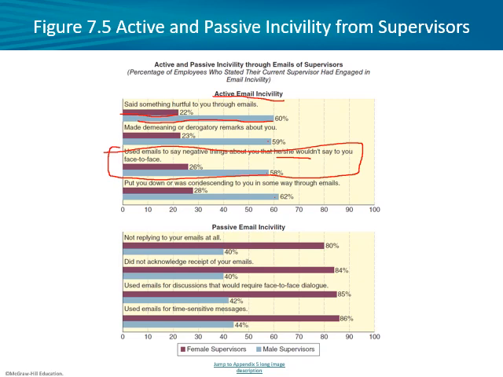So that's the male supervisors. The female supervisors, though, are a lot more likely to engage in what they call passive email incivility. And what does that look like? They're just not replying at all. So you're trying to send them some email, they're not responding to you, and you're getting upset about it.